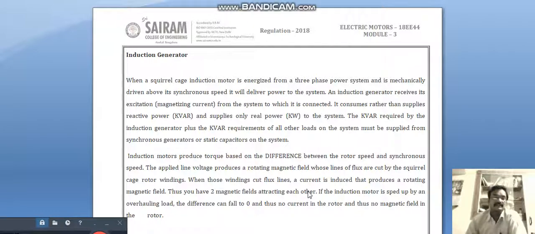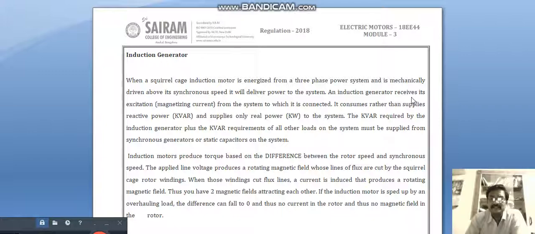Let's see the induction generator. When a squirrel cage induction motor is energized from a three-phase power system and is mechanically driven above its synchronous speed, that is called supersynchronous. It will deliver power to the system.